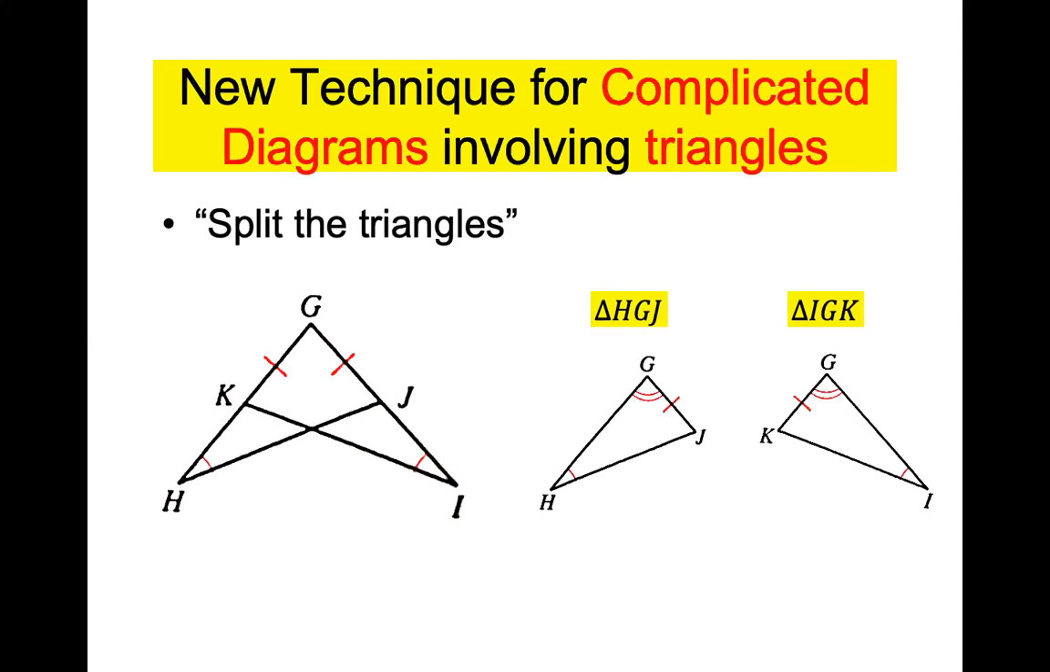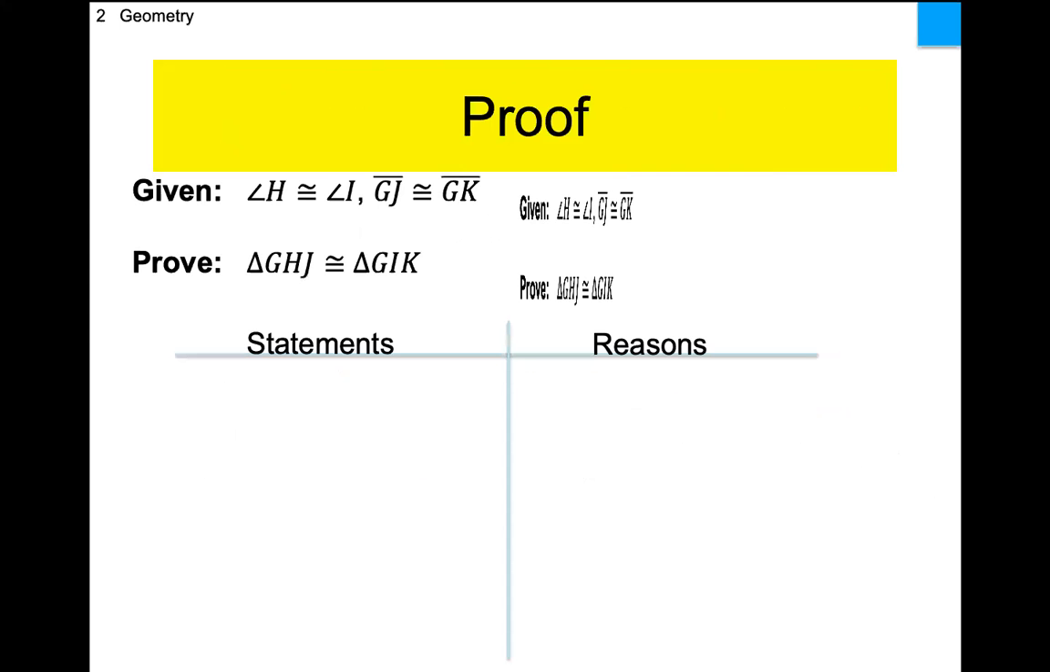Now is it easier to see the two triangles? You don't have all this mess going on in the center to confuse you. This is an optional technique. I always use this technique, but it is optional. I would highly encourage it, though. All right, let's do a proof of this.